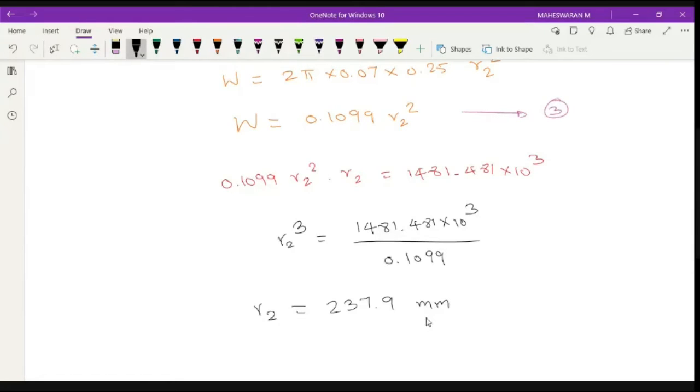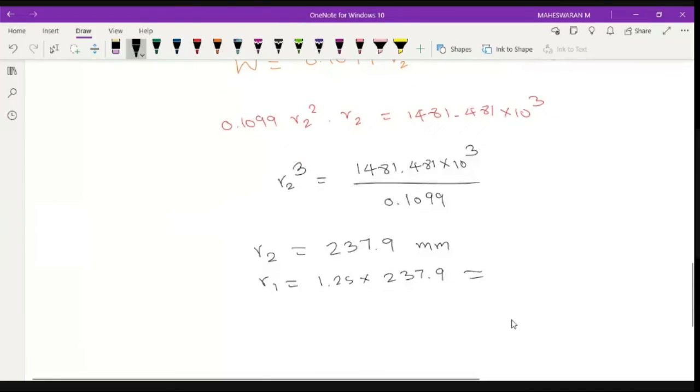So now we got the value of R2. Now we can identify what is R1. So R1 is 1.25 into 237.9, and of course, I can identify the value of W also. So I will write it here: 297.49 mm. Right?